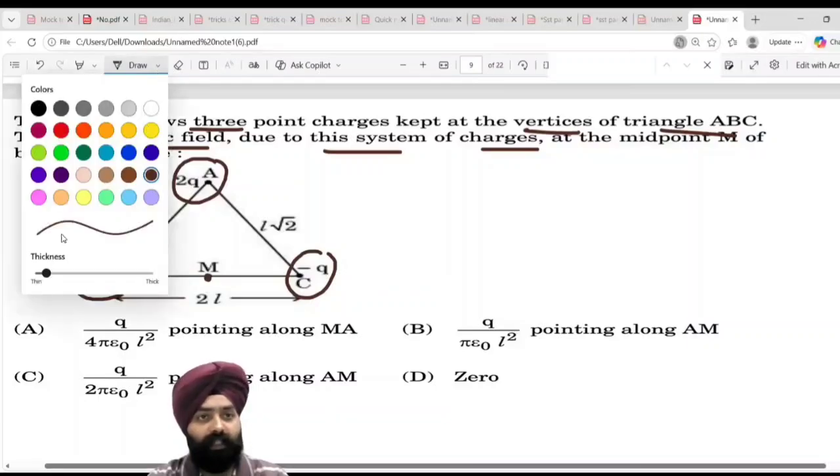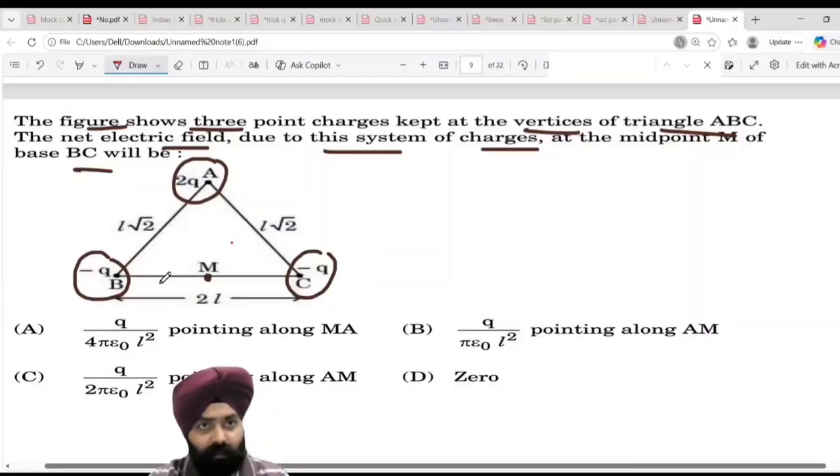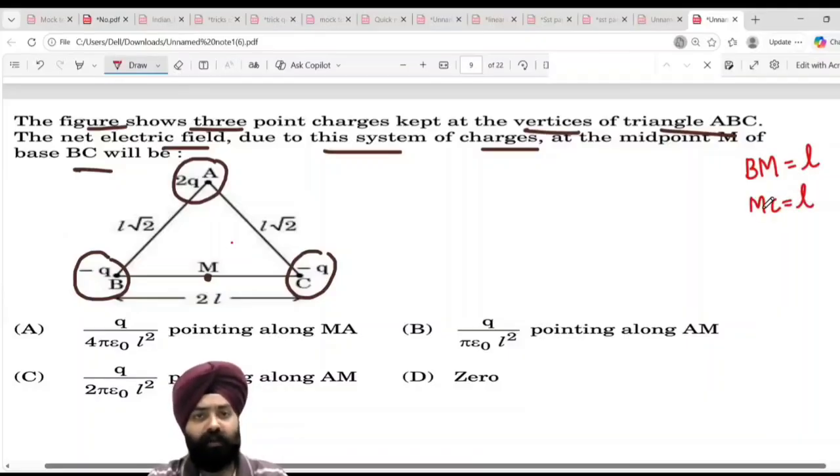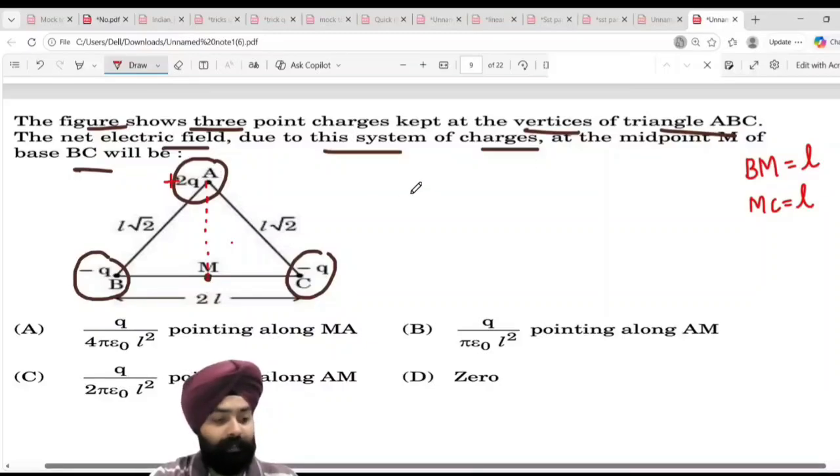If this is the midpoint, from there we will get one clue. BM equals L, and in the same way MC also equals L, right? So this is positive plus 2q. When there is a positive charge there, what will happen? This is plus 2q charge and this is minus q. And this M is the midpoint, right?